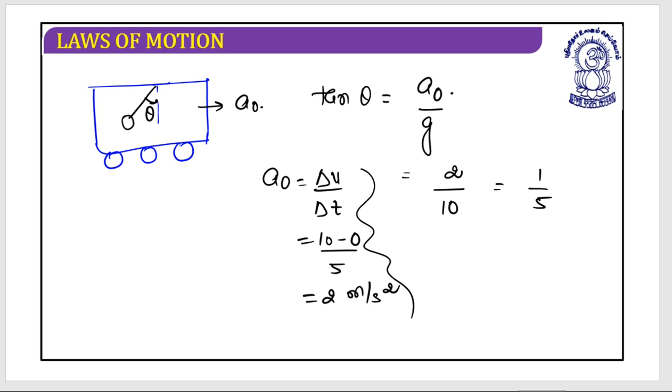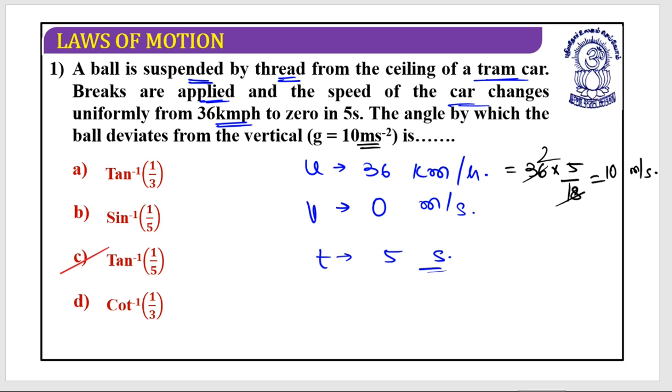So I hope these things are clear. So tan theta should be equal to 1 by 5, or theta should be equal to tan inverse of 1 by 5. I hope this is clear. Is it clear? Yes, this would be the correct answer. Yes, is it clear? Are you done with this?